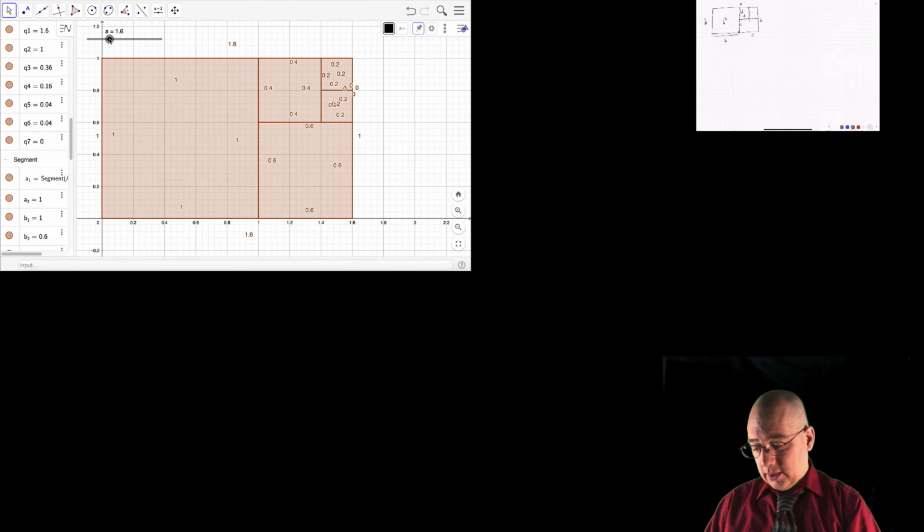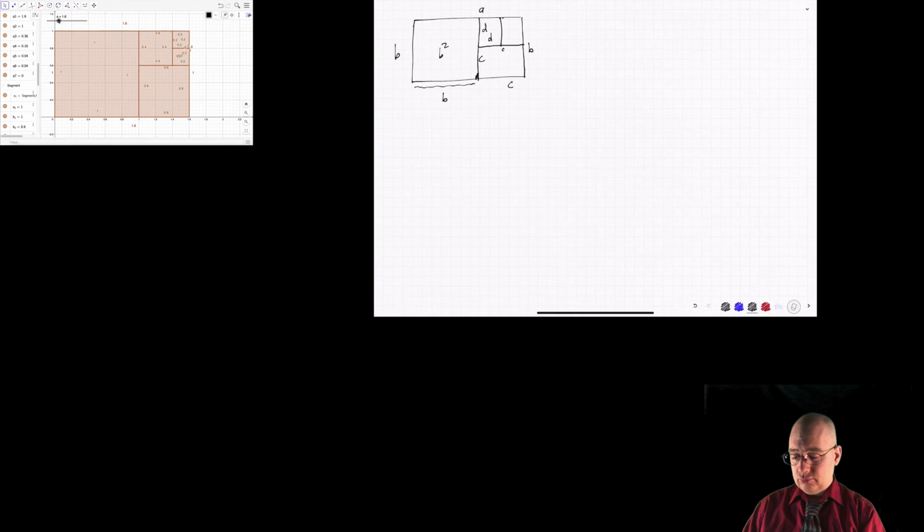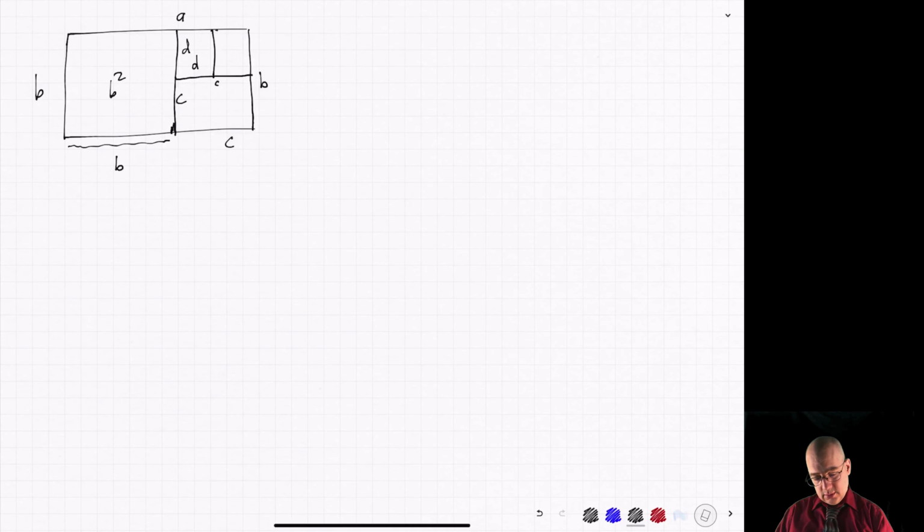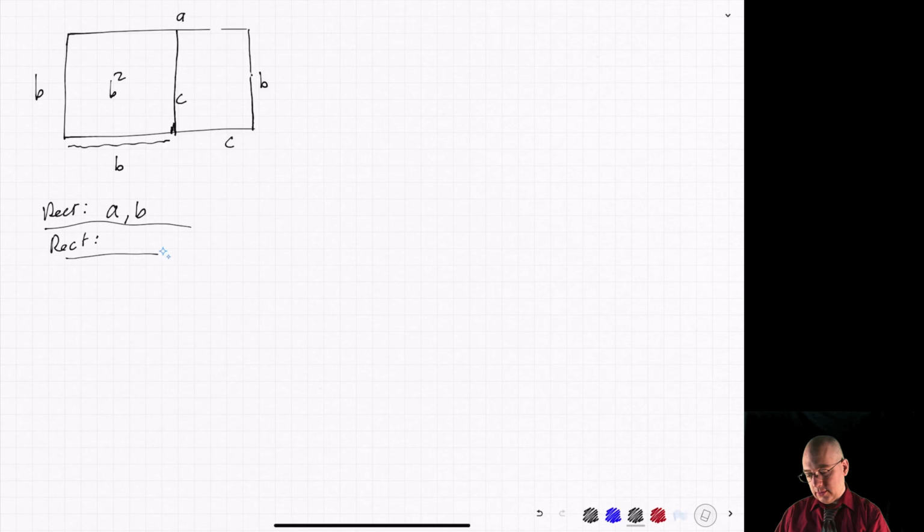So going back to the little sketch here, what do we need? I'm just going to take out this inner thing here, right? And so we have rectangle AB, and then we have another rectangle. The next one is BC. So the long side is B, short side is C, theoretically.